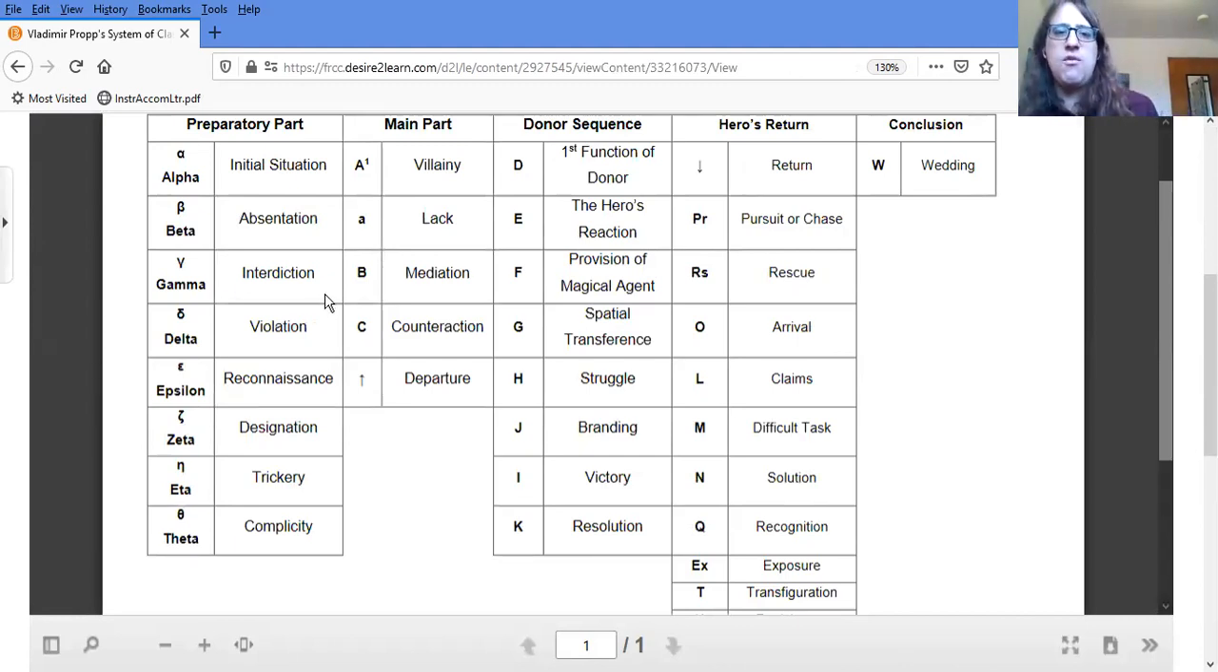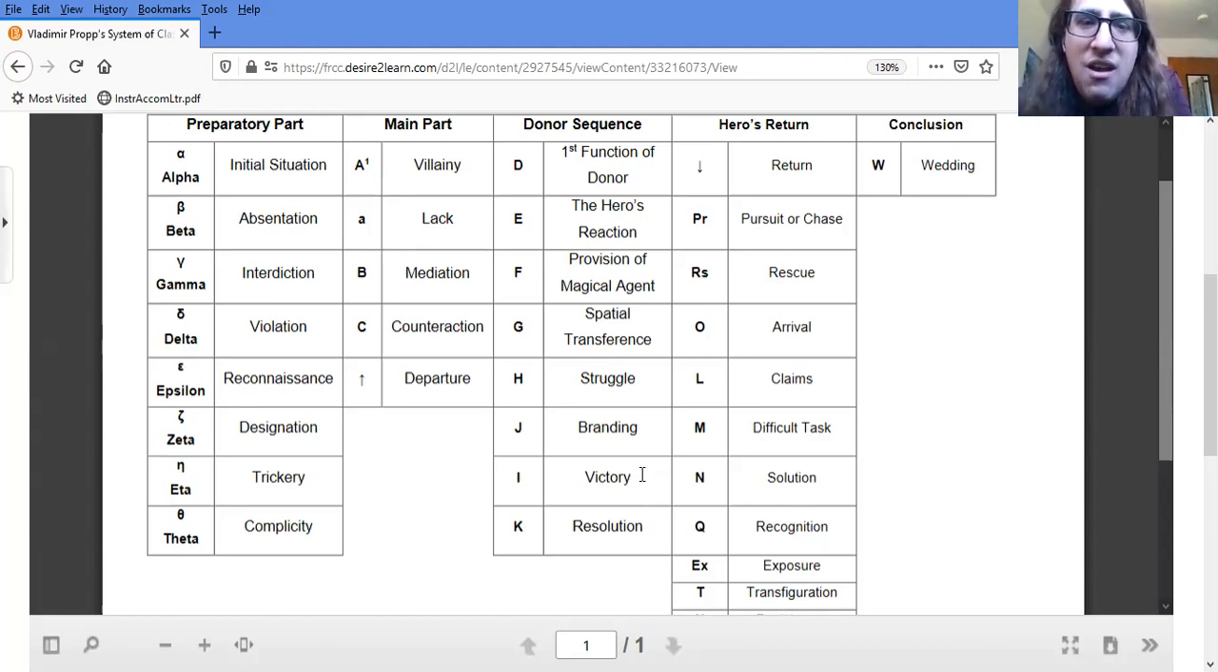Now, the important thing to remember is that these functions have very specific meanings, so don't be misled by the words that are used for them. For instance, H is struggle. What kind of struggle are we talking about here? H is specifically for any struggle with the villain that doesn't lead to the hero's victory. So H would be if Lord Farquaad came and confronted Shrek at some point, and then Shrek escaped. That would be the sort of thing we're talking about.